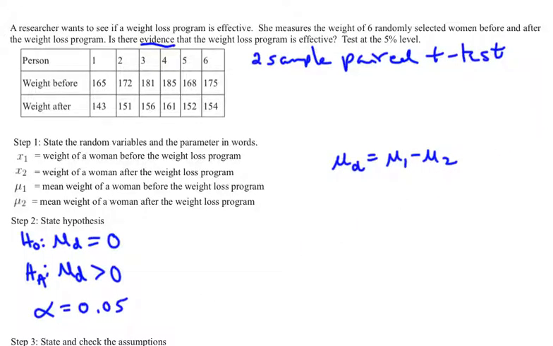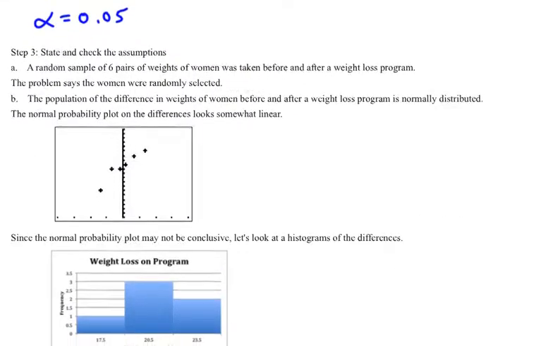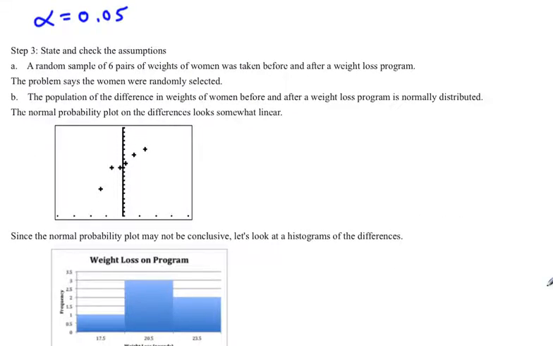All right, now the next step of every hypothesis test is to state and check the assumptions. In a paired t-test, you have two assumptions. The first one is that you have a random sample of pairs. So in this case, we would have a random sample of 6 pairs of weights of women taken before and after a weight loss program. So you actually want to think of it as one sample with these pairs together. So it really isn't a two-sample test anymore. It really is considered a one-sample test with these pairs.